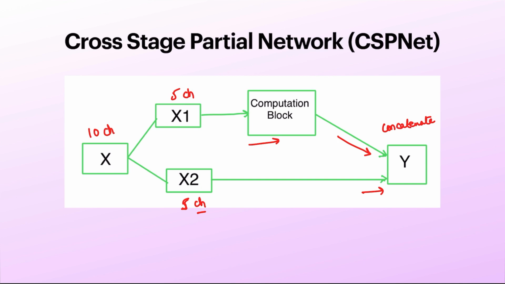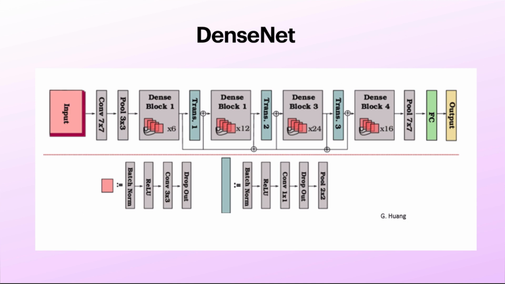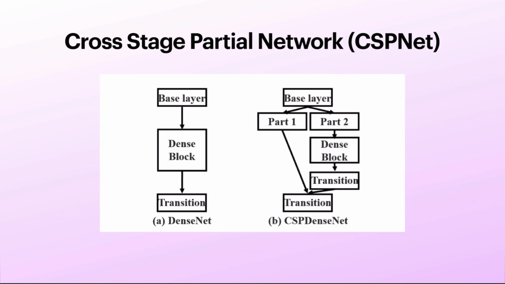So you can see that only half the input is passed through the actual computation. The other half is directly passed to the output for concatenation. This is what a cross-stage partial network is in simple terms. Now instead of this computation block, you replace it with a dense block. Whatever we have seen here, for this dense block, instead of all the features going through, you take only half of it, and the other half you directly pass to the transition layer. Let us see this in detail.